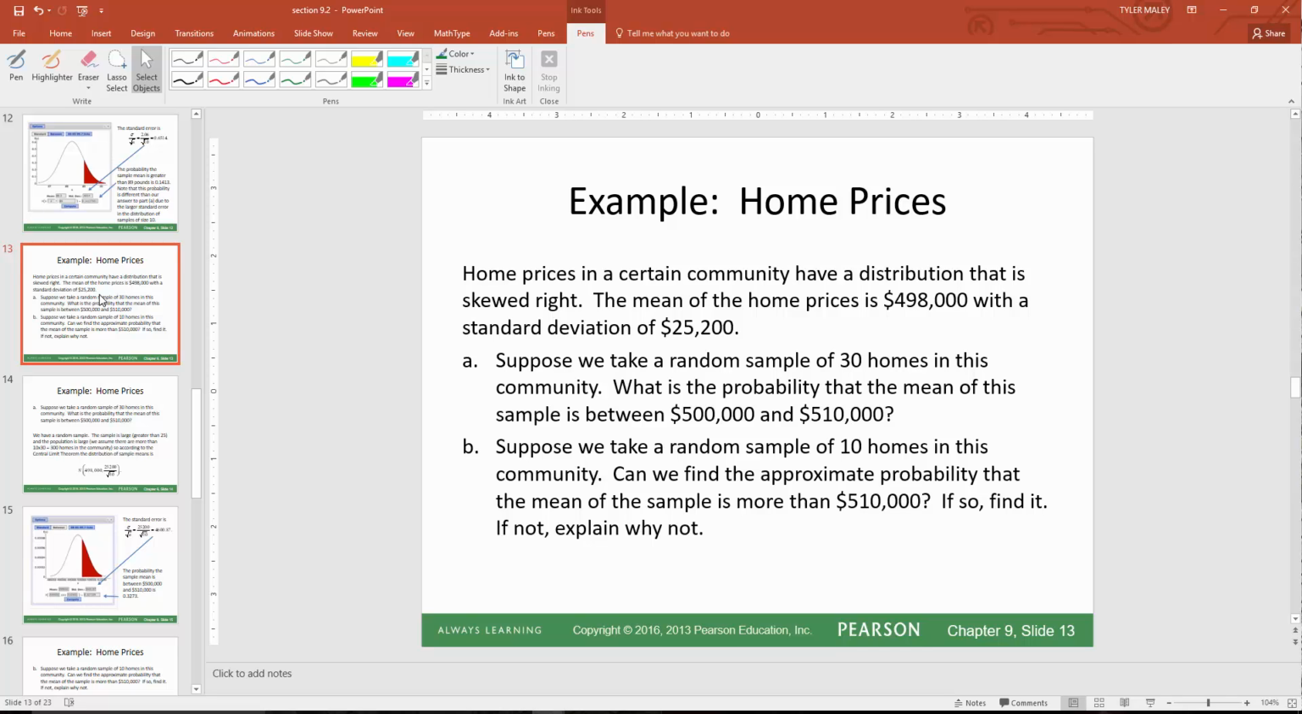So then I have another example to look at, looking at home prices. Home prices in a certain community have a distribution that is skewed right. The mean of the home price is 498,000 with a standard deviation of 25,200. So we're told that our population is skewed right. Suppose we take a random sample of 30 homes in the community. What is the probability that the mean of the sample is between 500,000 and 510,000?